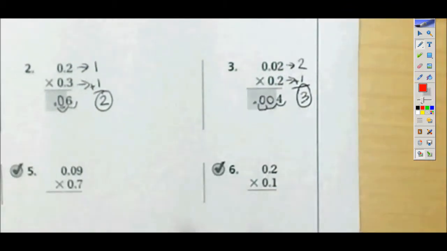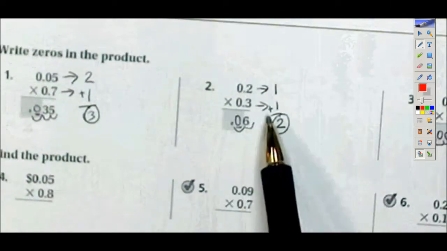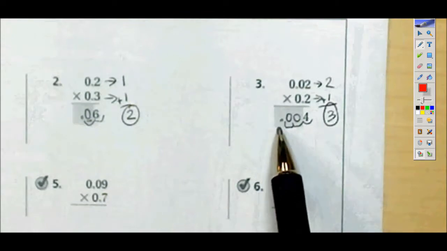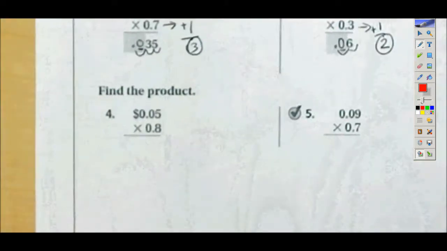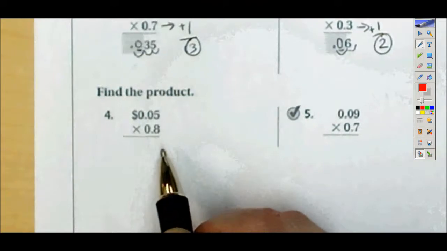Some people get used to this pattern, and they say, oh, if I go beyond, then I just add 1 zero. No, you have to count the number of spaces. If there's more than 1 space, you add more than 1 zero. 1 zero for every space. Okay, now, here is a problem where they didn't do the multiplication for us, so we will do it.